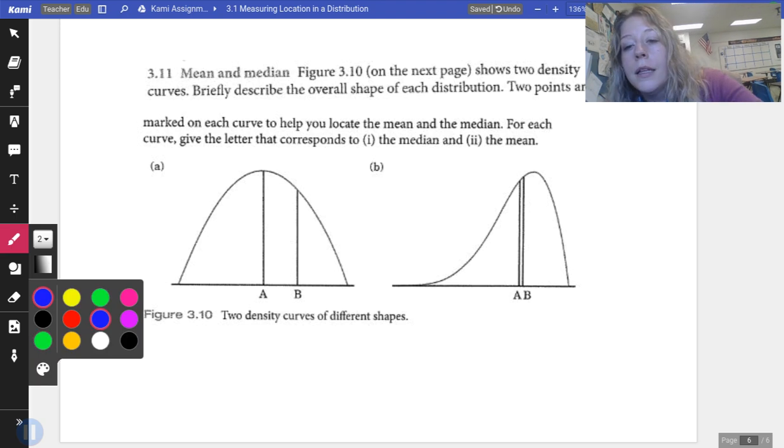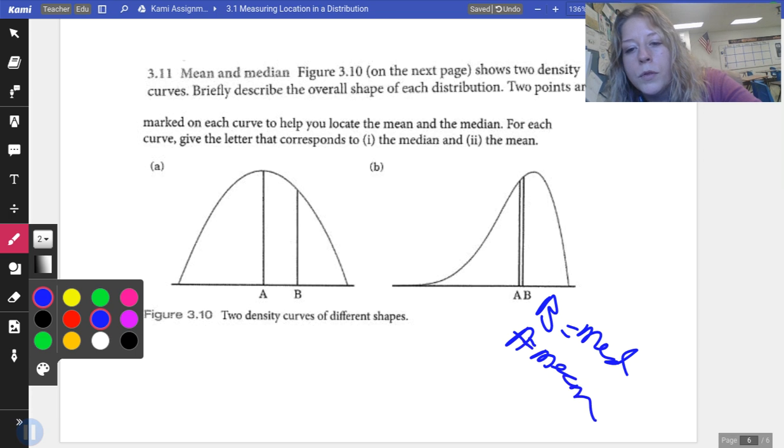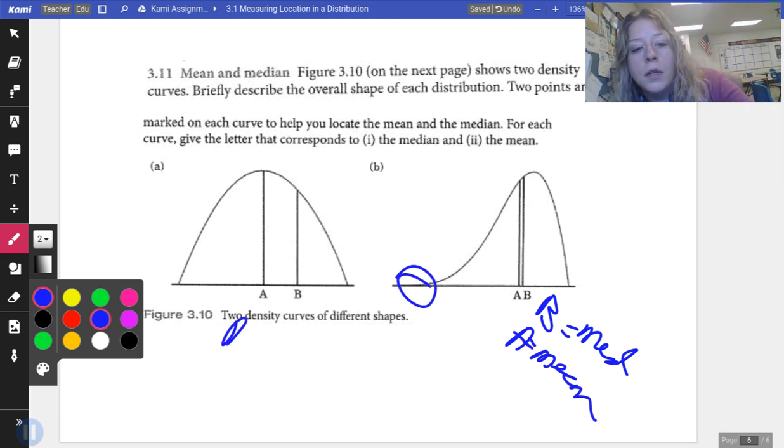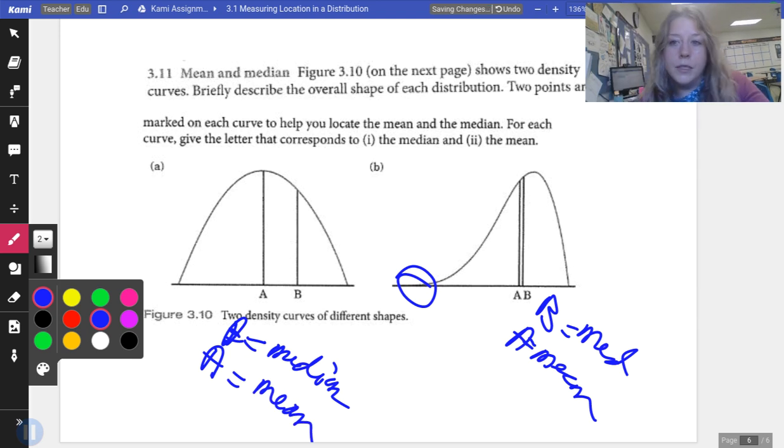Okay, in the second one, B is going to be your median. It's the one that divides it into 2 equal areas, and A is going to be your mean because it's pulled towards these outliers. But this first one, A is the median, obviously, because it's right in the middle, but which one is the mean? And again, it's going to be A because there are no outliers to pull it. So in the symmetric graph, the mean and the median are the same.